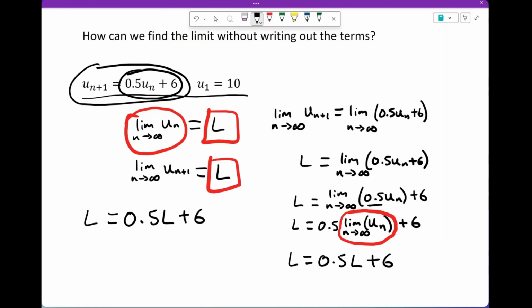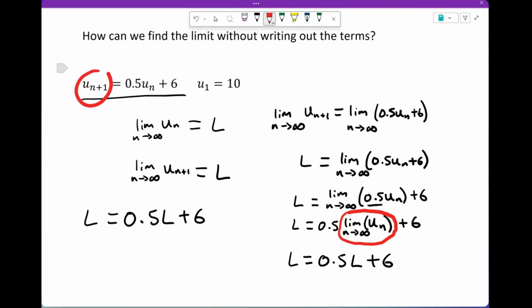If we look back at our initial recurrence relation, it does look very similar. The only difference is essentially what I've done is I've gone to the un plus 1 and the un, so both of my subscript terms, and they've both been replaced with L's. So I can immediately go to this line of working here, and then I can quickly solve for L.